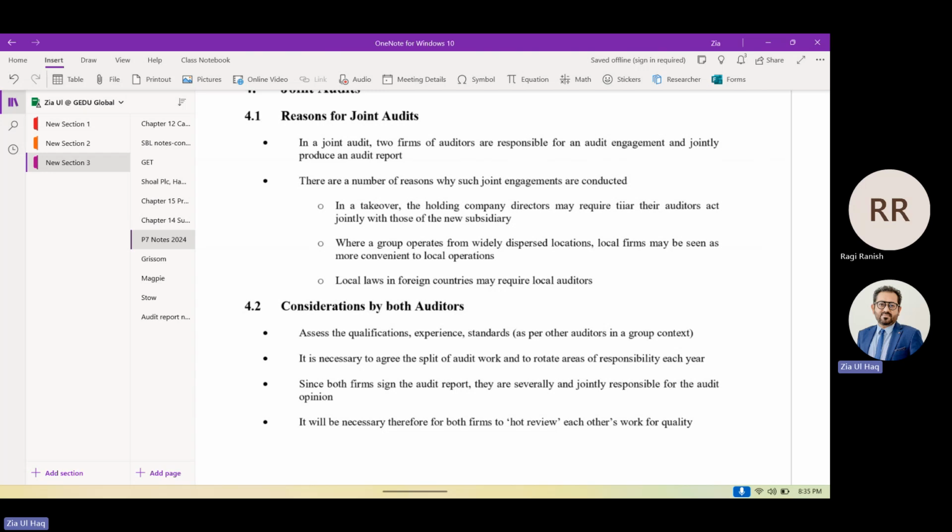Corporate governance is not an area of this paper. Corporate governance is an area of AA as well as SVL. In AA, we have one chapter on corporate governance. In SVL, we have 6 chapters on corporate governance. It's not part of this paper. Corporate governance is not part of this paper.